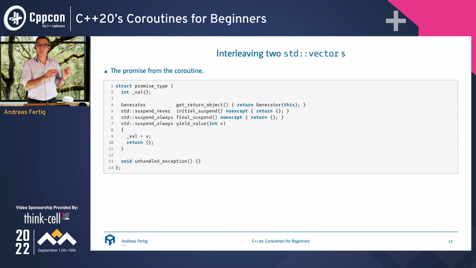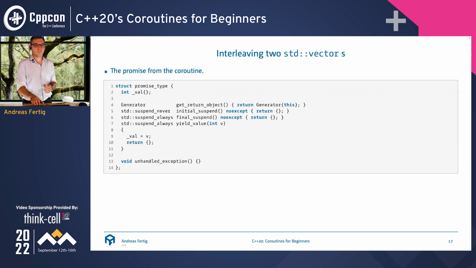So my initial_suspend this time says suspend_never. So we are always running over this initial suspend until we hit the first, in my case, co_yield from the lambda. And my final_suspend, once again, says suspend_always. And my yield_value this time takes an integer, once again by value, and also says we suspend always. Internally in line number 9, of course, it stores the parameter v into the member variable val from the promise type. And unhandled_exception doesn't do anything. So this is my promise type. Very short, right? It's nice.